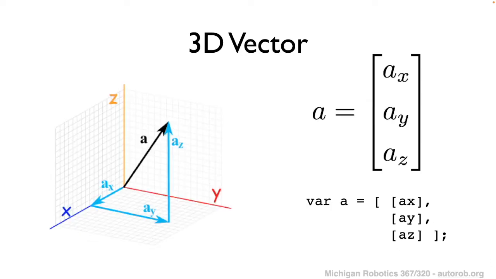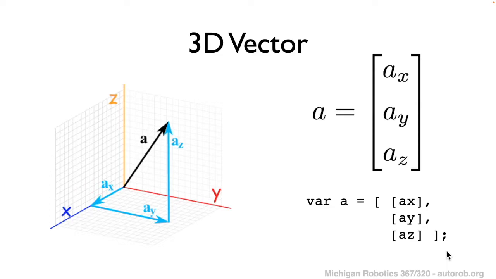Similarly, for a 3-dimensional vector, we can extend that array of arrays by adding an additional element. So in this case, if we have some vector that has, let's say, a horizontal component in x, a vertical component in y, and maybe a depth component in z, we can express that in our JavaScript variable by simply adding a third element within our array of arrays. And so this would be a three-dimensional vector.